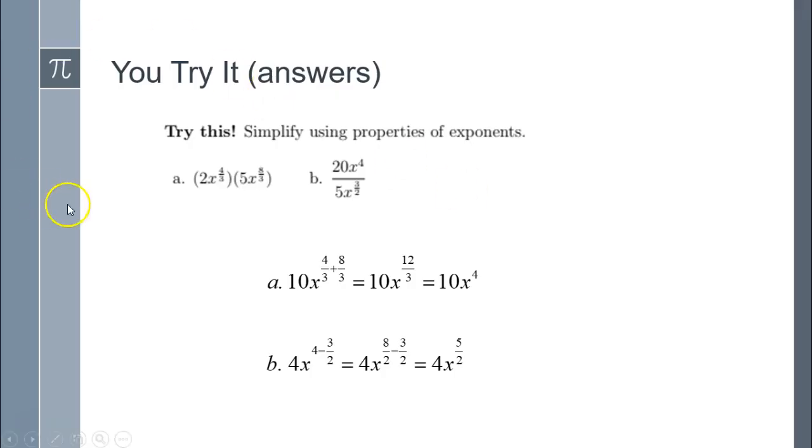Okay, so that's the end of this lesson. Your mission is to become very fluent with going back and forth from fractional exponents to radical form and understanding how to evaluate them and simplify them. You have homework to do and some other problems.